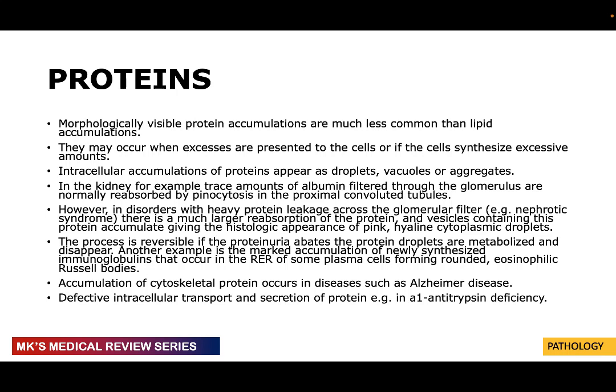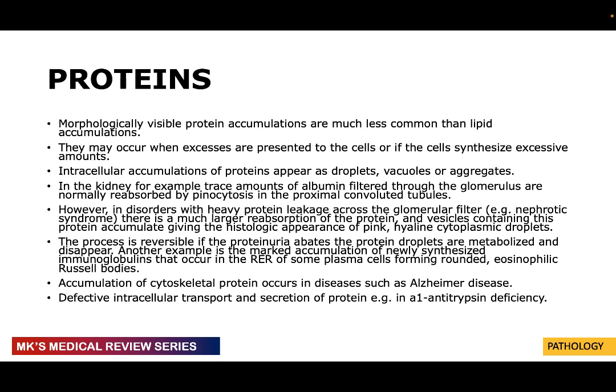So there's going to be much of the proteins that are reabsorbed into these cells of the renal tubules, and this reabsorption of the proteins and the vesicles that are containing the proteins are going to accumulate in these cells, such that they'll appear as these pink hyaline cytoplasmic droplets. So remember that the process is reversible. If the proteinuria stops and the droplets are eventually metabolized, they'll disappear away.